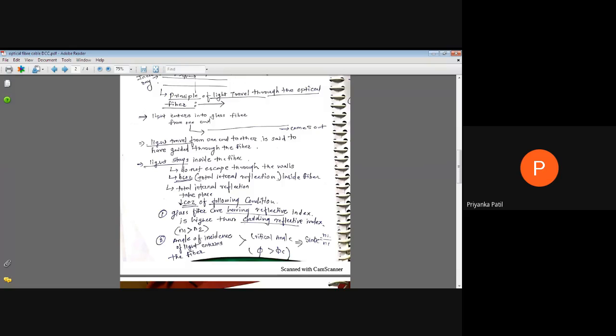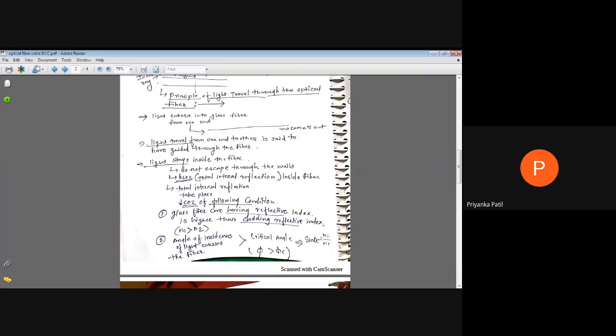The second condition is that the angle of incidence of the light which enters the fiber is greater than the critical angle. So the angle of incidence of the light entering the fiber, which stands for phi, is greater than the critical angle, which stands for phi c.